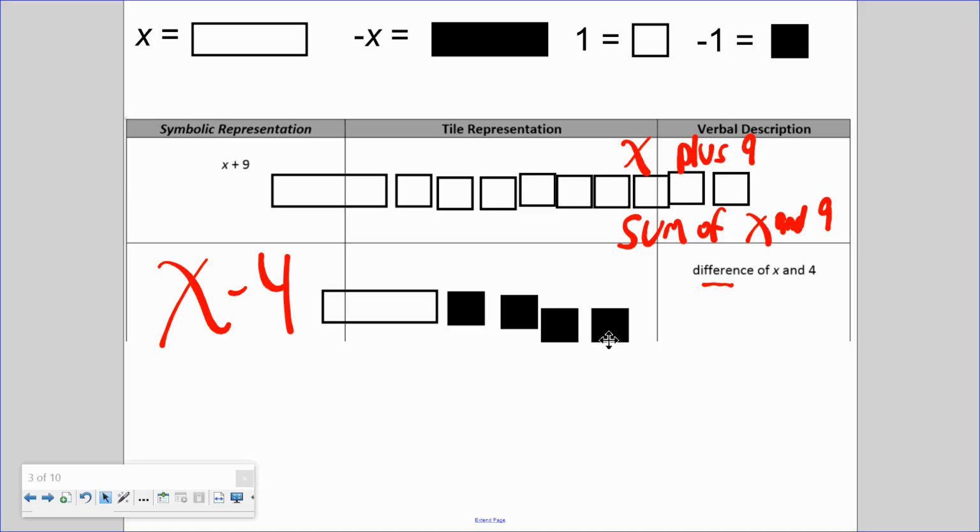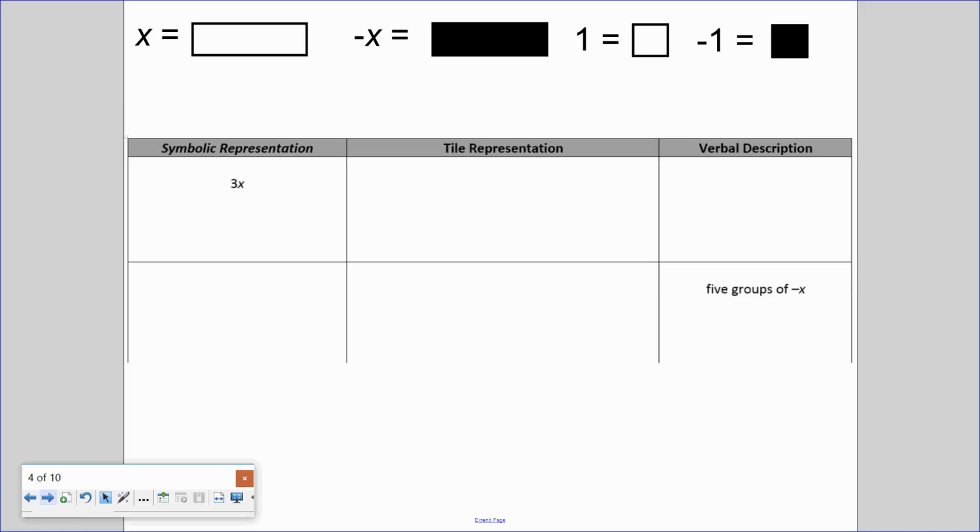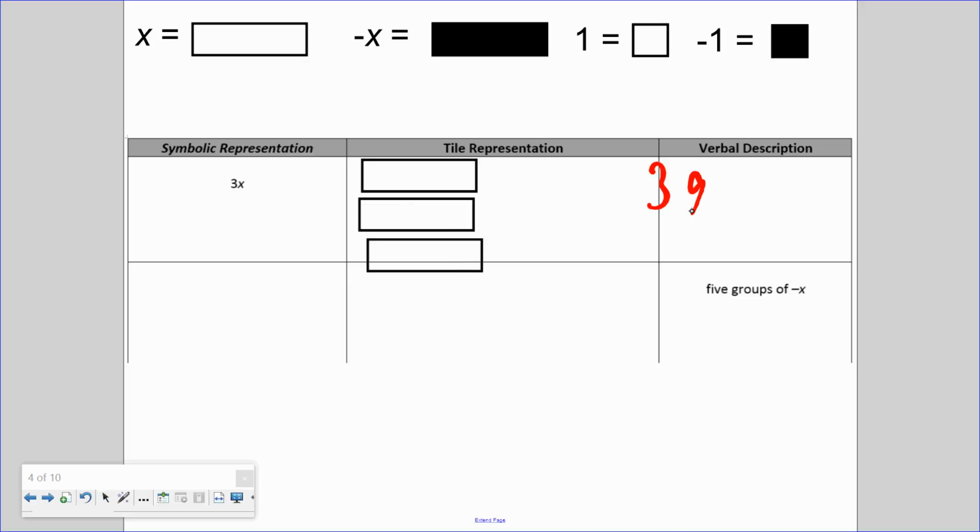X minus 4. Next example, 3 x's. Well, this is an x. This is another x. And this is another x. So the verbal description, I would say 3 groups of x, 3 x's. Or if you want to be more technical, you can say the product of 3 and x. So what does product mean? Multiply 3 times x, which is 3x.